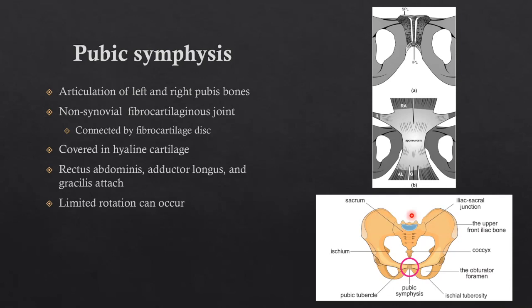Another articulation here to consider, this is actually not a synovial joint, but it is an important structure about this region nevertheless, and this will be our pubic symphysis. Of course, when we talk about these regions, we are talking about them in a bilateral sense, meaning that we have two pelvic bones articulating with the pubic symphysis. This is a non-synovial fibrocartilage joint. However, it is covered by hyaline cartilage.